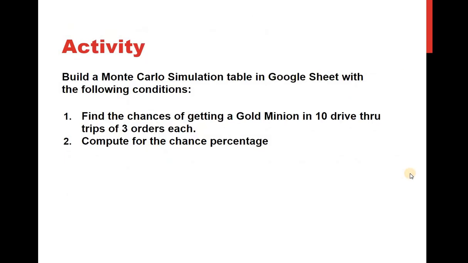So for our activity, we will be building an example of a Monte Carlo simulation table. This is just going to be a simple one using Google Sheets, since this is the most accessible tool for everyone right now. Our condition will be to find the chances of getting a gold minion. Yes, we will be doing a sample Monte Carlo simulation for a Happy Meal. It has to be in 10 drive-through trips of 3 orders each. And then let's compute the chance percentage.